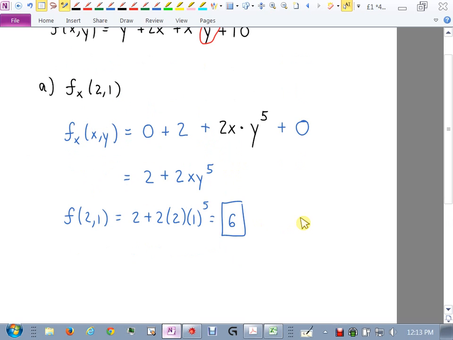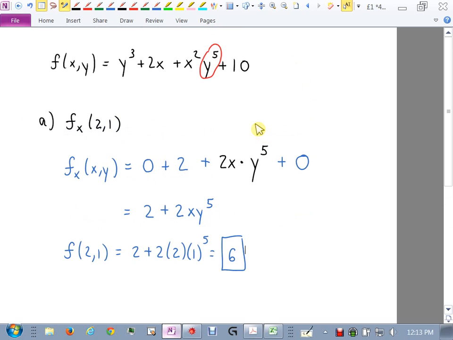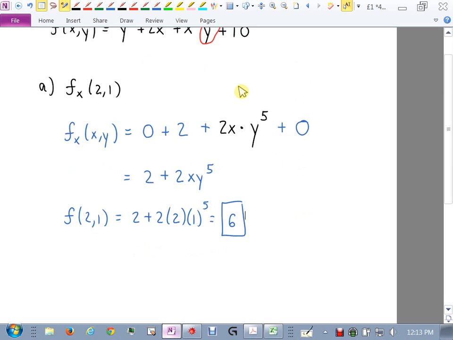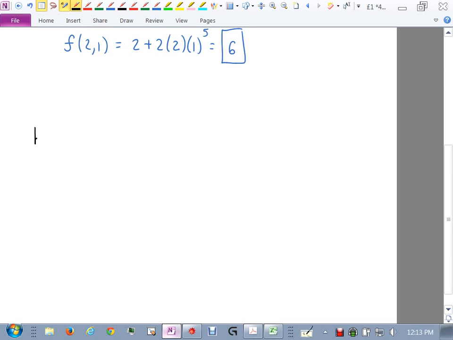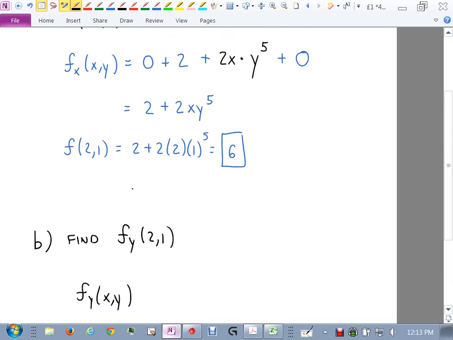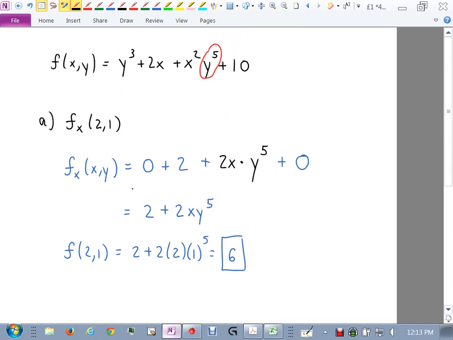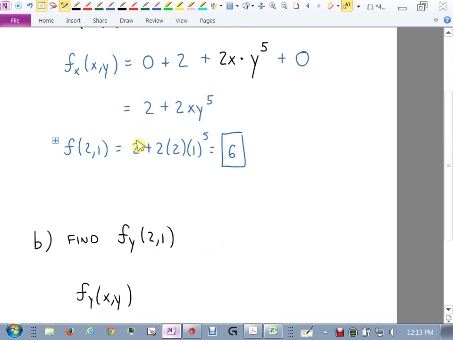Sure we can. There's got to be a way, right? All right, what's the next thing we want? Fy, partial with respect to y, at (2, 1). So first thing I want is the partial with respect to y. So this time I take the derivative of that, but I treat my x like a constant, right?